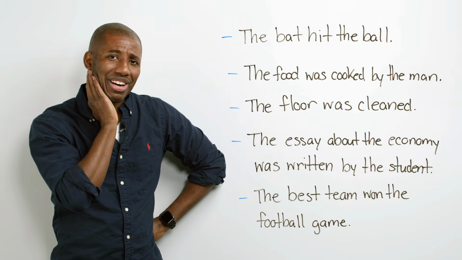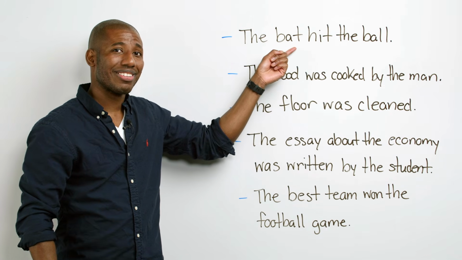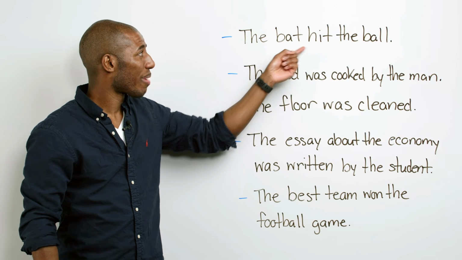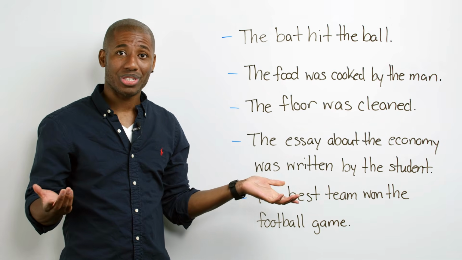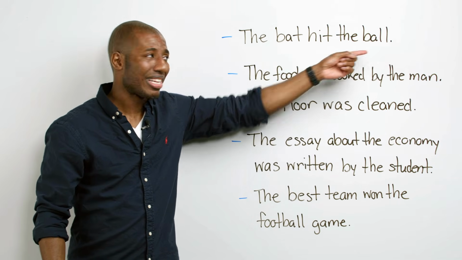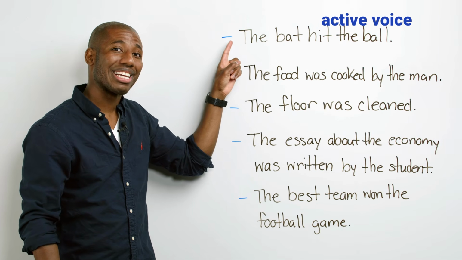Well, I can see that the doer of my action is the bat. What did the bat do? The action is hit. The bat hit. What's the receiver? The ball. The bat hit the ball. Oh, this is definitely a sentence written in the active voice.